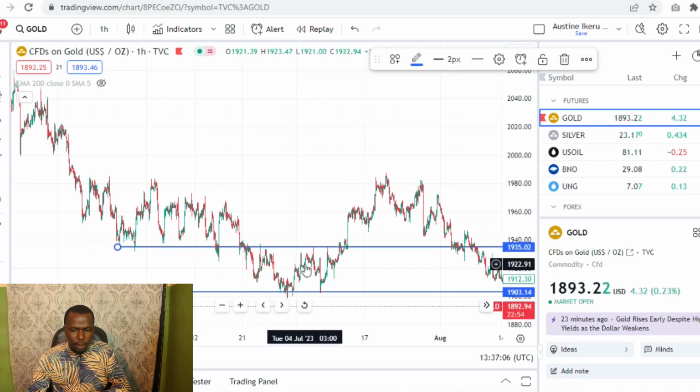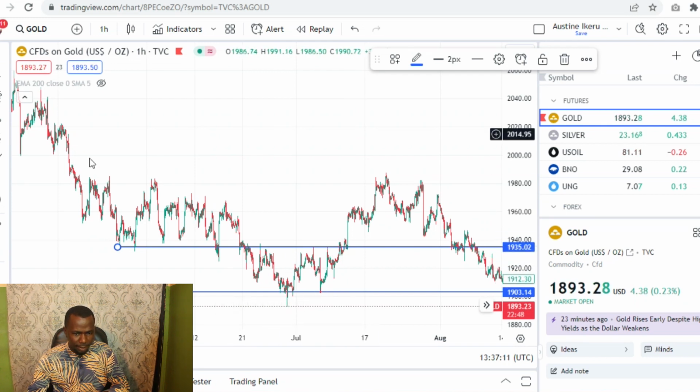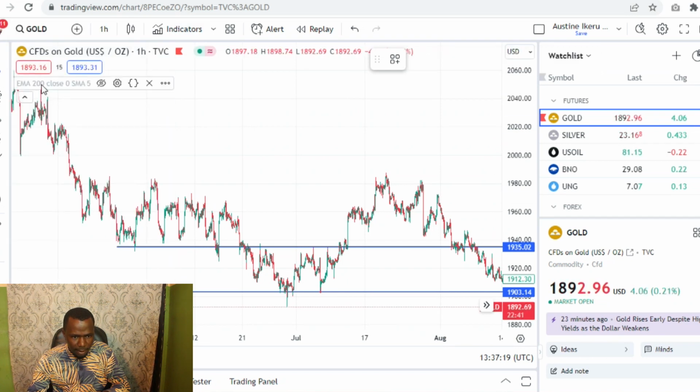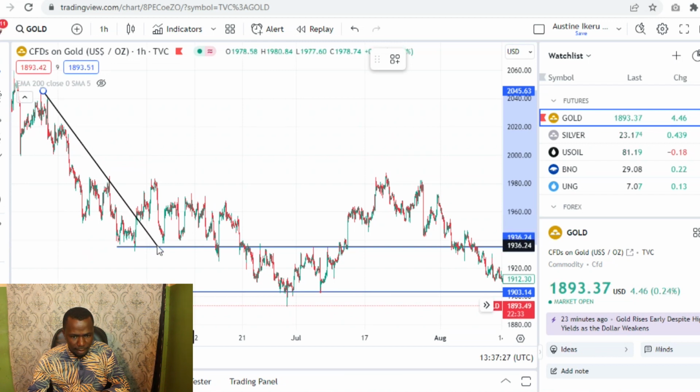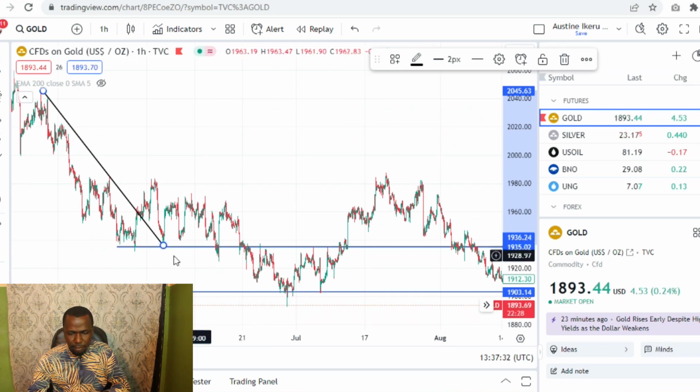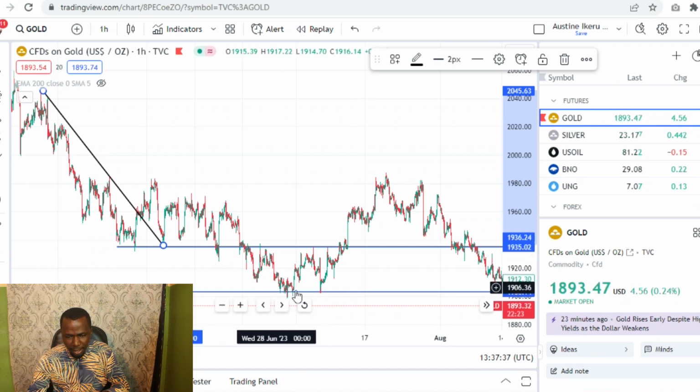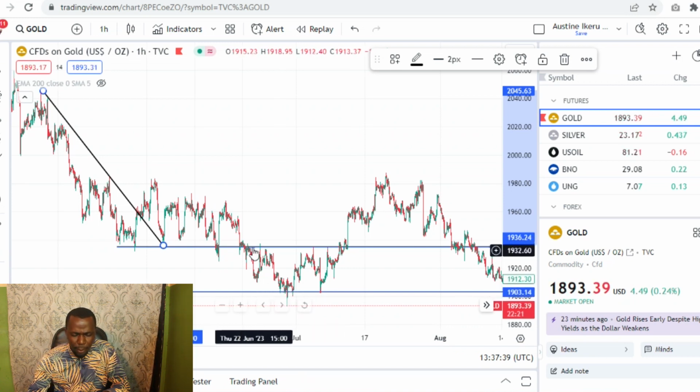Now the market is ranging here, right? Formerly the market was in a downtrend. The market was in a downtrend. You can see it now, and then it broke this and went down. So when the market got here, it now started to range. You can see the range.